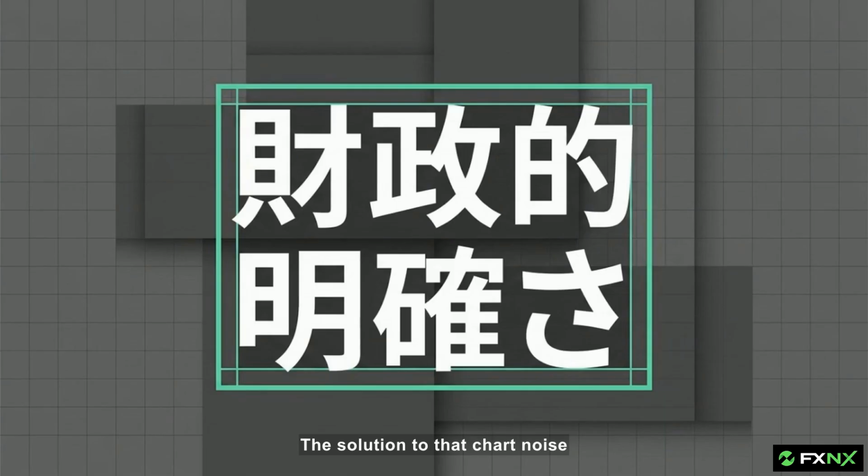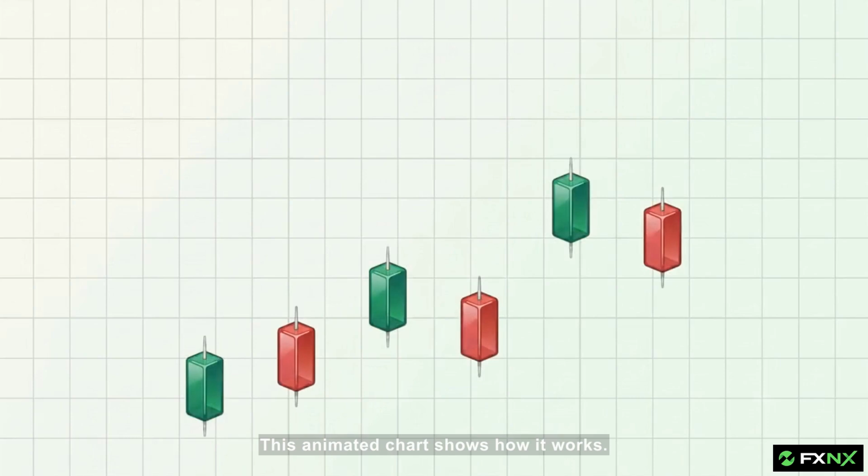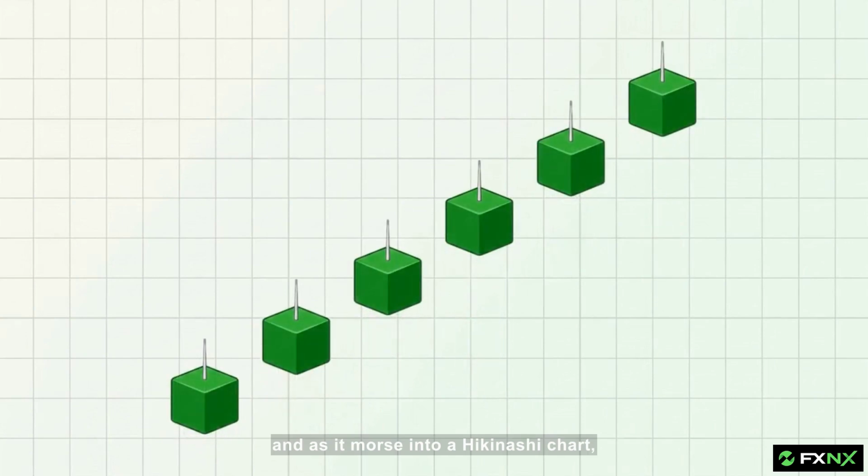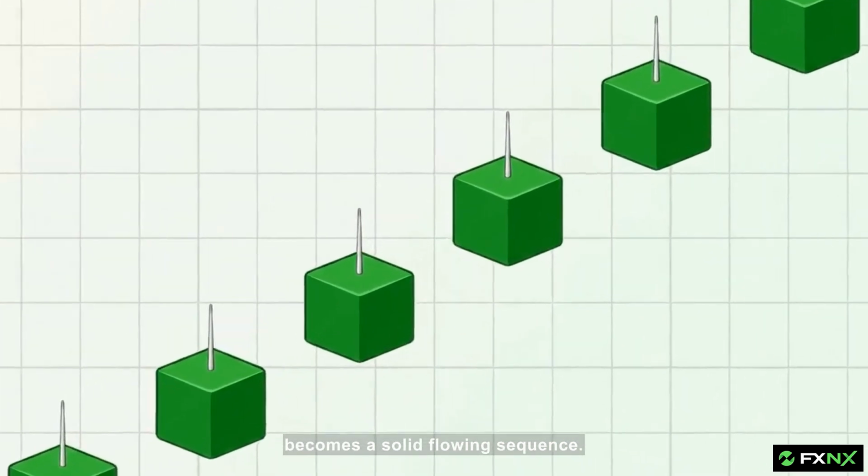The solution to that chart noise is a Japanese technique called Heikin Ashi, which translates to average bar. This animated chart shows how it works. We start with a traditional, jagged candlestick view, and as it morphs into a Heikin Ashi chart, that chaotic mix of red and green becomes a solid, flowing sequence.